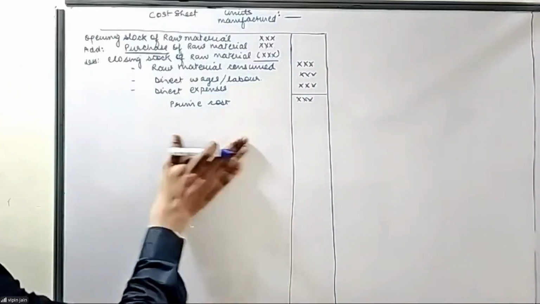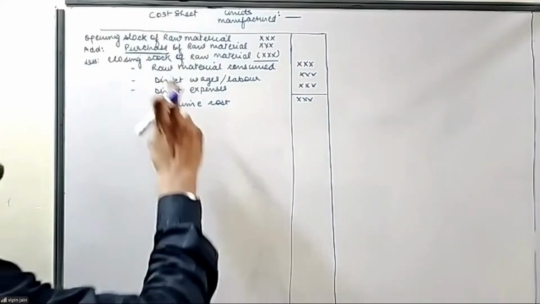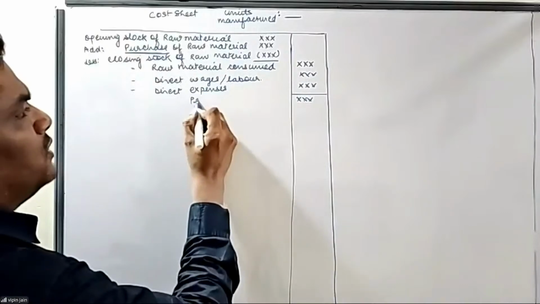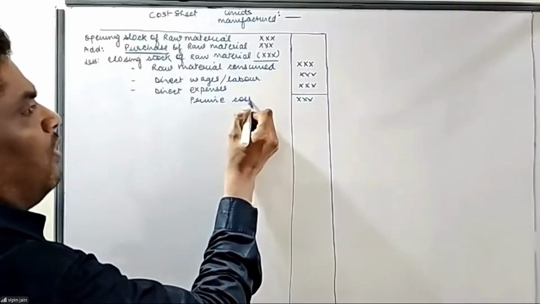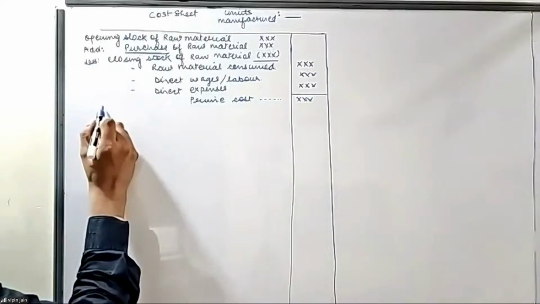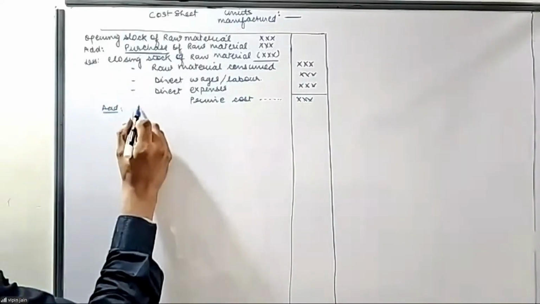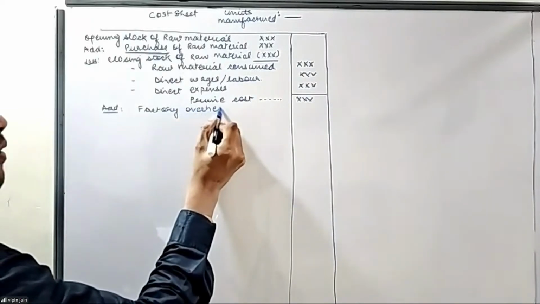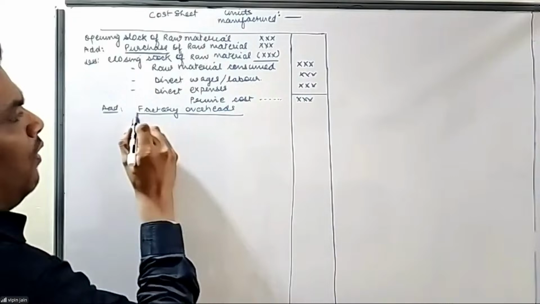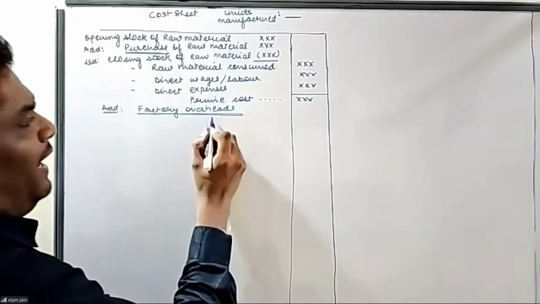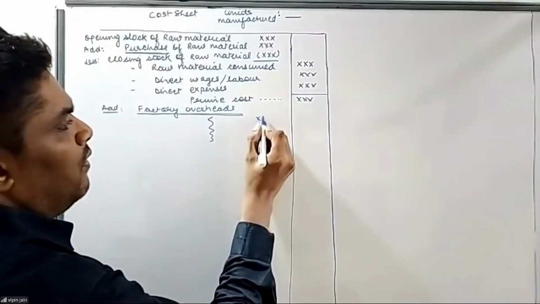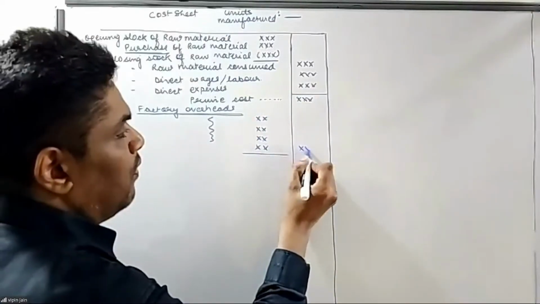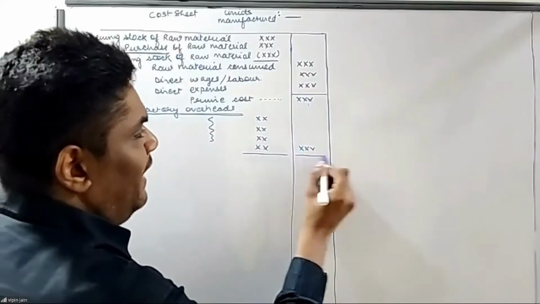Now we are done with the calculation of prime cost, that is direct material, direct labor, and direct expenses. The total will be my prime cost. Now, once the prime cost is calculated, we will add all the factory overhead.